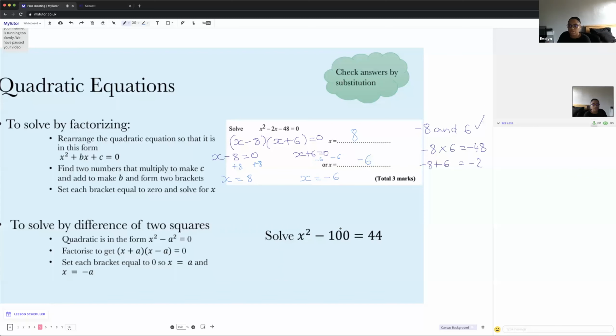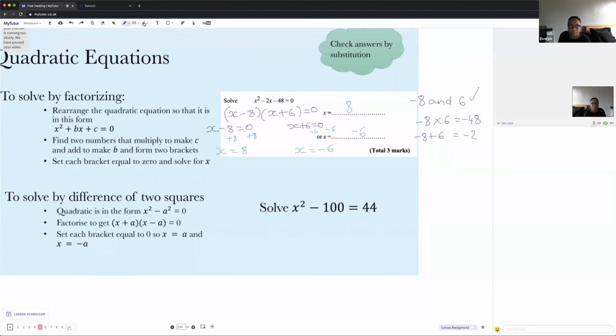Now, for the second one, for those of you who have or haven't tried it, let's have a look at it. We've got x squared minus 100 equals 44. The first thing that we should do is make sure our equation is equal to 0. So the best thing to do is to subtract 44 on both sides before we even start to factorize and solve. So we've got x squared minus 100 minus 44 equals 0. Now, minus 100 minus 44 is minus 144.